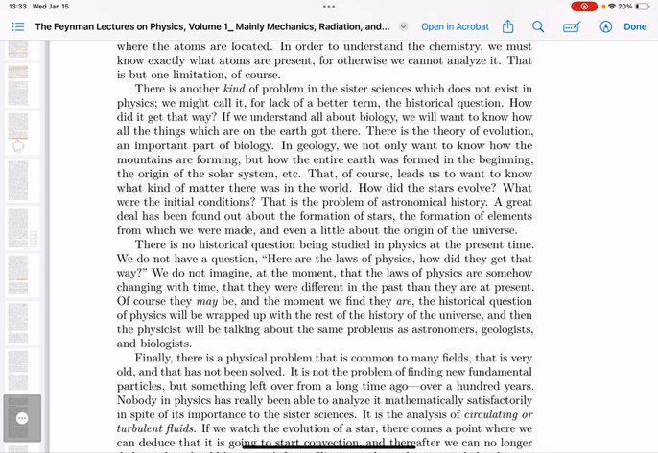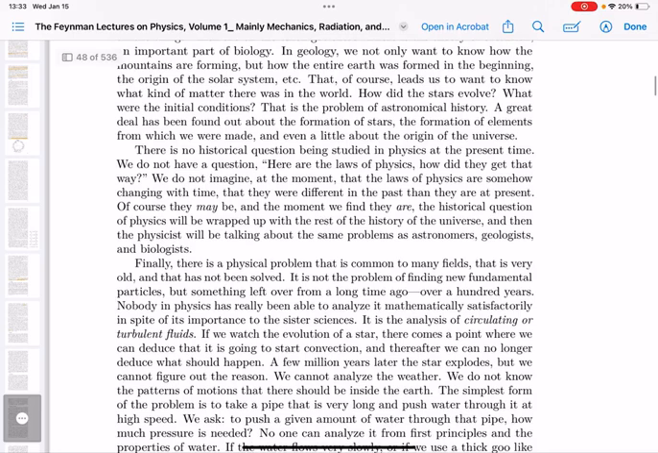If we understand all about biology, we will want to know how all the things which are on the earth got there. There is the theory of evolution, an important part of biology. In geology, we not only want to know how the mountains are forming, but how the entire Earth was formed in the beginning, the origin of the solar system, etc. That, of course, leads us to want to know what kind of matter there was in the world. How did the stars evolve? What were the initial conditions? That is the problem of astronomical history.